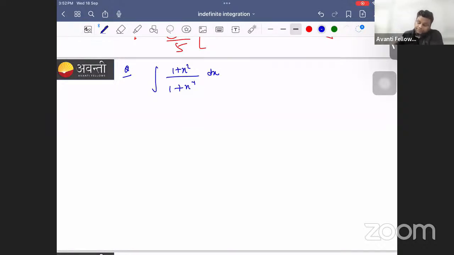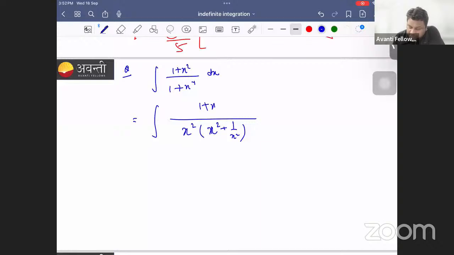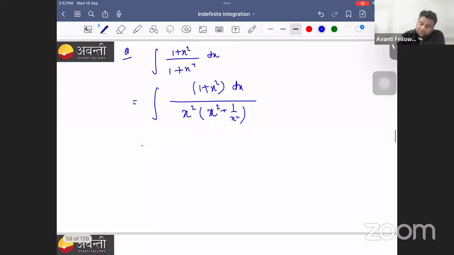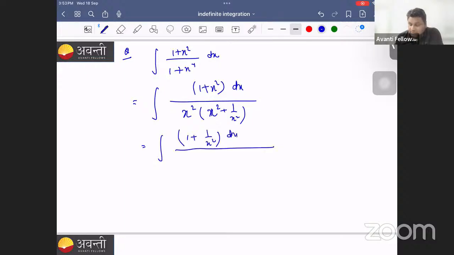See, take x square common from the denominator. You get x square plus 1 by x square, and in the numerator it is 1 plus x square dx. Yes or no? Now, first of all, divide by x square, it will be 1 plus 1 by x square dx. In the denominator, it is x square plus 1 by x square.